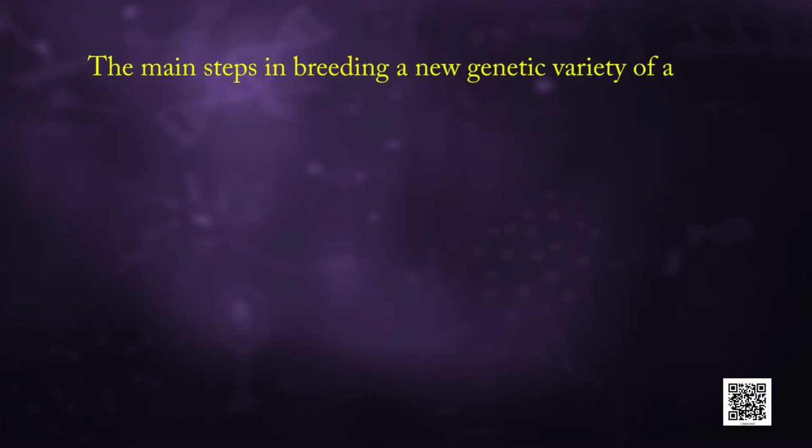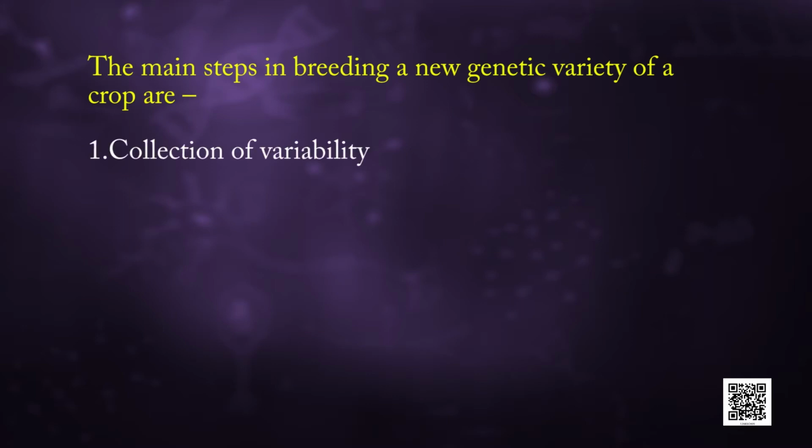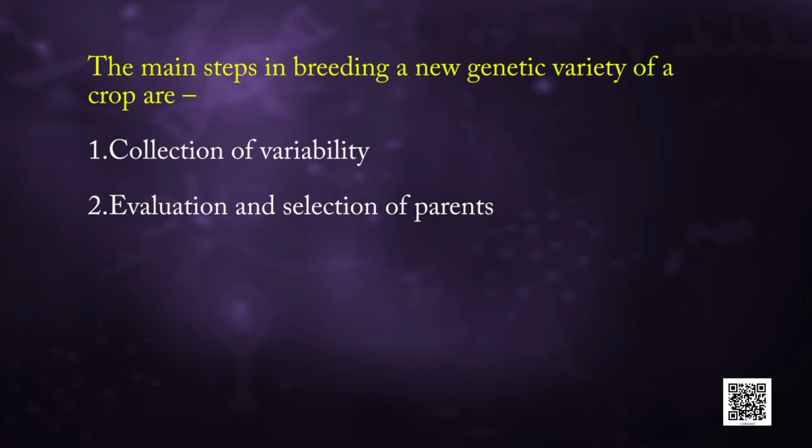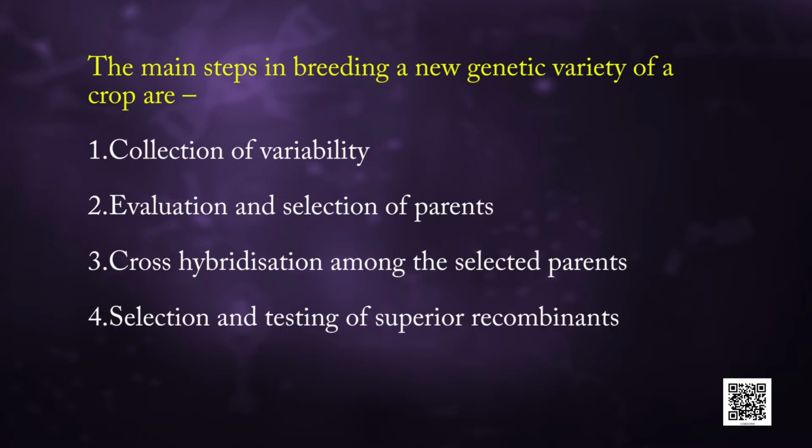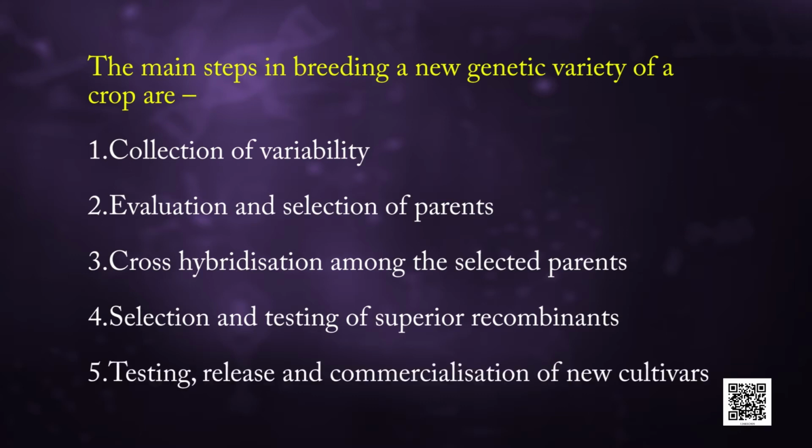Plant breeding programs are carried out in a systematic way worldwide, both in government institutions and commercial companies. The main steps in breeding a new genetic variety of a crop are: number 1, collection of variability; number 2, evaluation and selection of parents; number 3, cross hybridization among the selected parents; number 4, selection and testing of superior recombinants; number 5, testing, release and commercialization of new cultivars. Let us discuss them one by one.